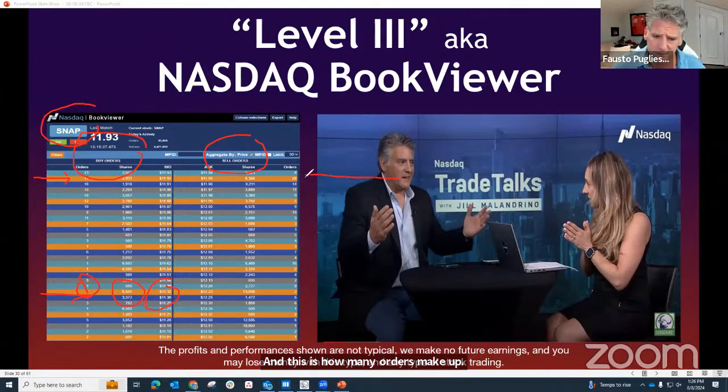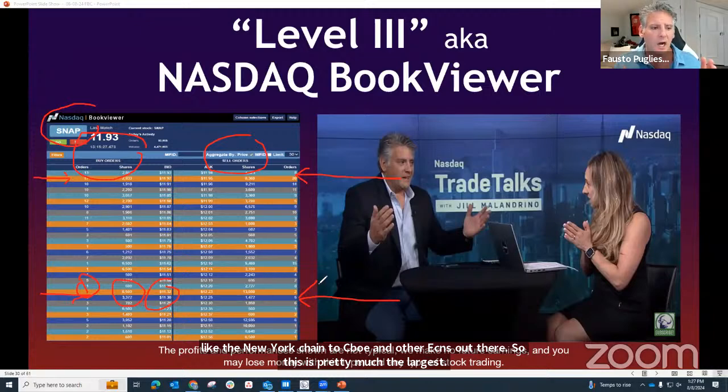Same thing for the sell side. Whoever wants to sell for the least amount of money is on top, whoever wants to sell for more money is down at the bottom. So just think of this as a big chat room. And you're seeing every single order around the entire world of every single person out there who wants to trade Snapchat. Now, NASDAQ makes up about 50% of the volume. The other 50% comes from other exchanges like the New York Stock Exchange, the CBOE, and other ECNs out there. So this is pretty much the largest, most liquid order book in the exchange.